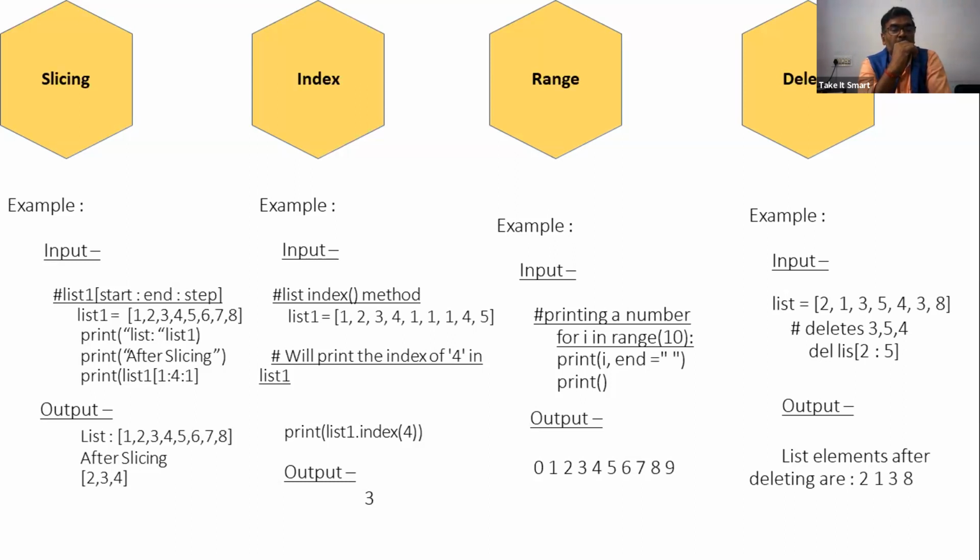Fine. We'll print and see how exactly. I have forgotten this. So another is list 1. In this list, what are we doing? Index. We want to know the index. List 1 dot index 4. What is the index of 4?